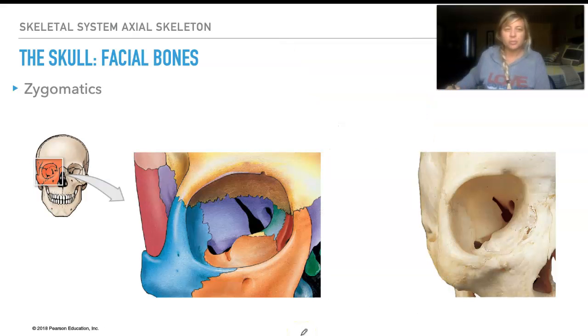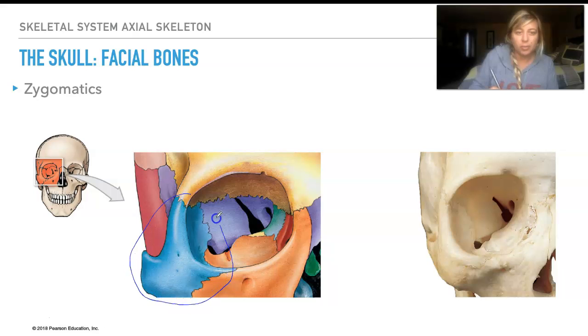Our next set of bones is the zygomatics. The zygomatics are also called the cheekbones. We have two of them, one on each side. In this particular diagram, they're blue in this color diagram, so you can see them here. So we have one on each side.